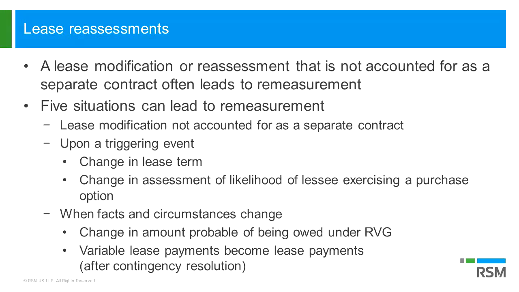Five situations can lead to remeasurement, triggering events: a change in lease term, an assessment of the likelihood of a lessee exercising a purchase option, examples of fact and circumstance changes, a change in the amount probable of being owed under a residual value guarantee, and variable lease payments that become lease payments after a contingency is resolved.